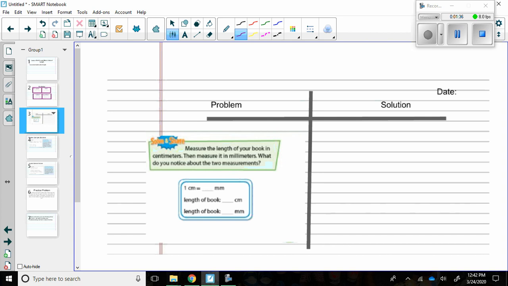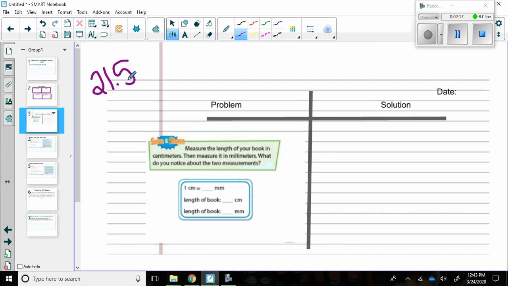Next, I want you to look at the solve and share problem. It says measure the length of your book in centimeters, then measure it in millimeters. What do you notice about the two? For this activity, I want you to use 21.5 as the measurement of a book. So right now, I want you to pause the video to see how you would solve to find how many millimeters long the book was. When you're finished trying to figure this out, press play to continue. Also remember to refer to your notes to see what the conversions are.